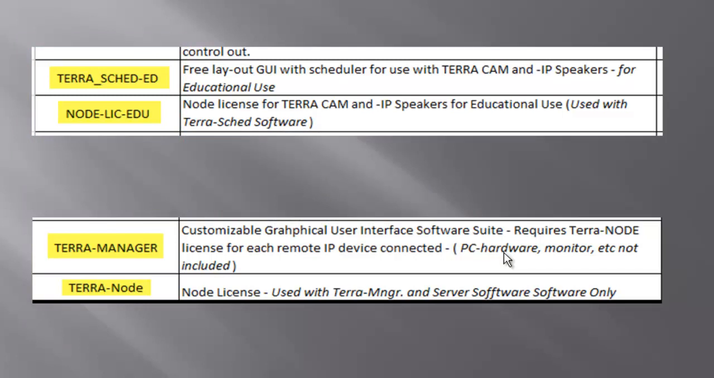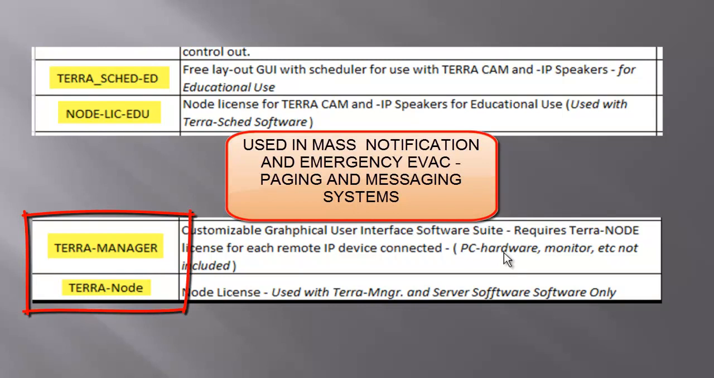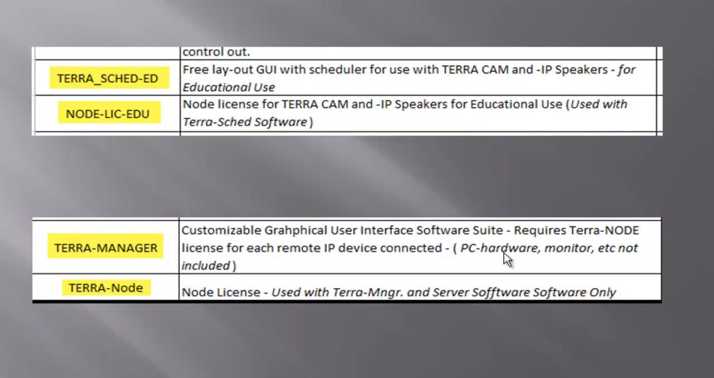If you're using this in a typical paging, emergency evacuation, messaging, mass notification type of system, then you want just the Terra-Manager software, and then you use just the Terra node, which is the node licenses geared towards the Terra-Manager. It still has scheduler and all, it's just not as centric as it is for the educational market, where they have many different needs with multiple bell schedules and zones and quick schedule selects and program routing that you normally don't find out there in the normal paging, mass notification, messaging market. So just be aware of that.